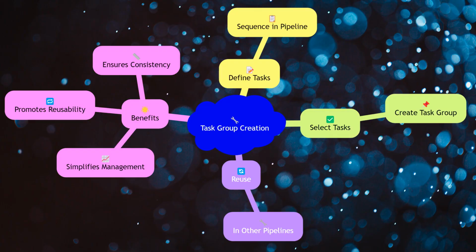To create a task group, you first define the sequence of tasks in a pipeline. Once you have the tasks defined, you can select them and create a task group. This task group can then be used in other pipelines, just like any other task. This approach not only simplifies pipeline management, but also promotes reusability and consistency.